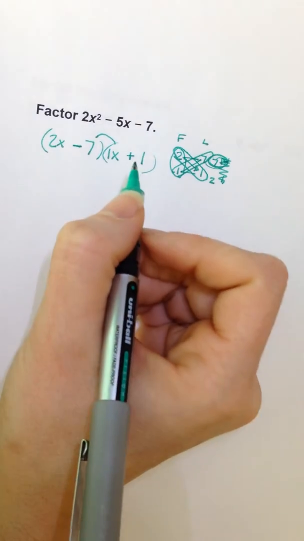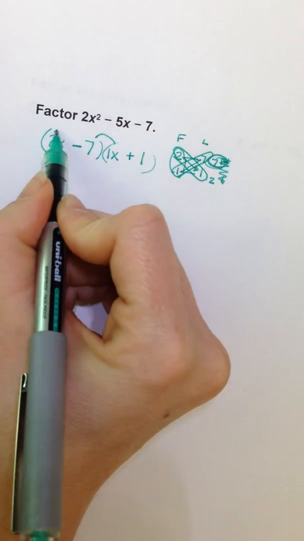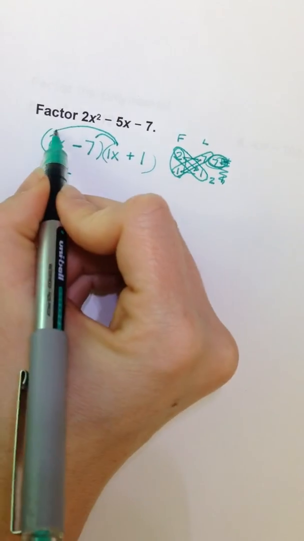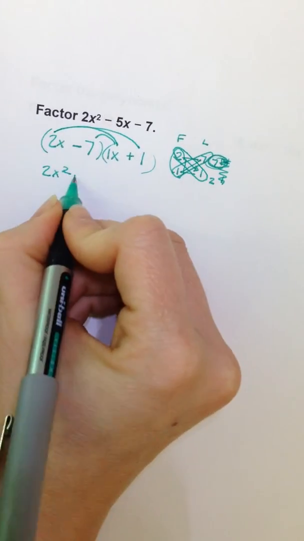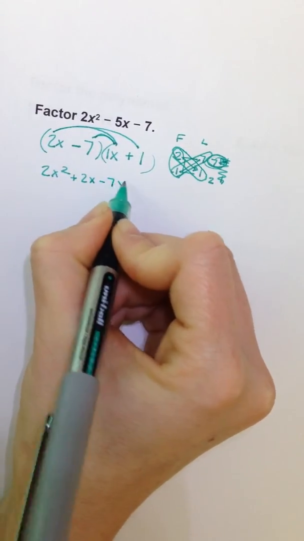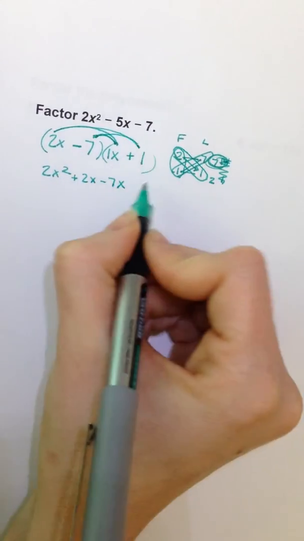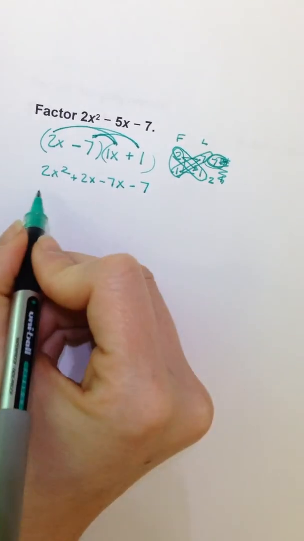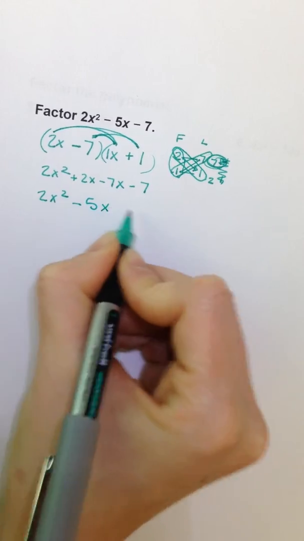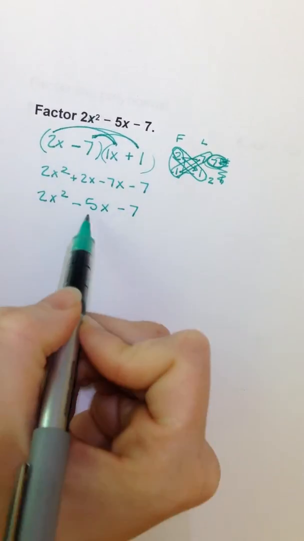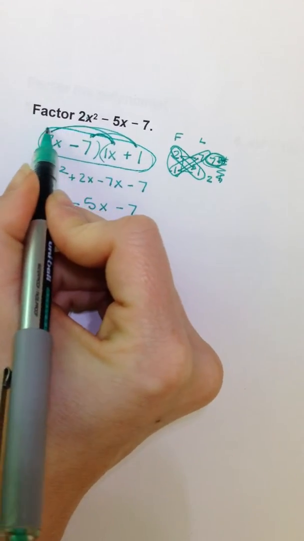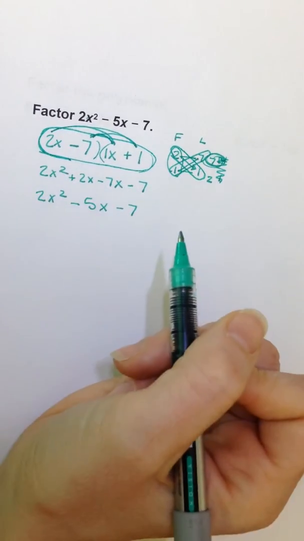So I'm going to check that just to make sure. So 2x times 1x is 2x squared. 2x times 1 is 2x. Negative 7 times 1x would be negative 7x. And negative 7 times 1 is negative 7. So I get 2x squared minus 5x minus 7. And that is what I wanted. So this is the correct factored form.